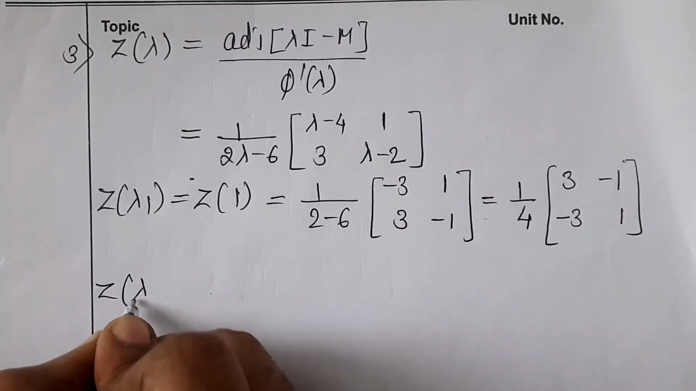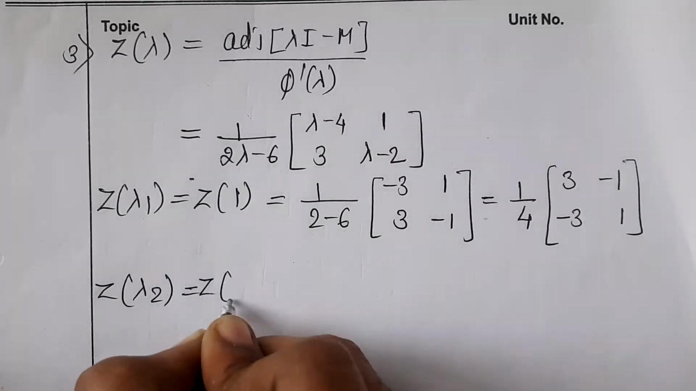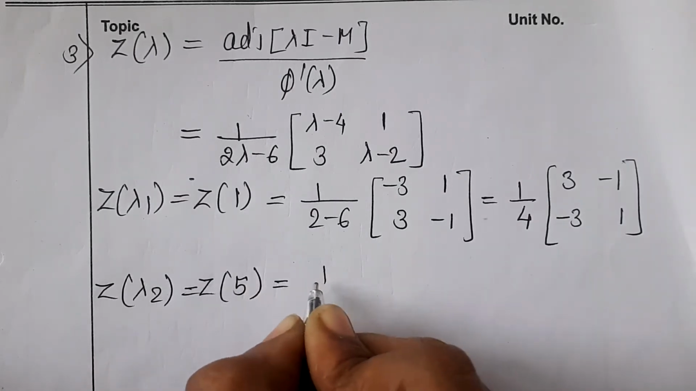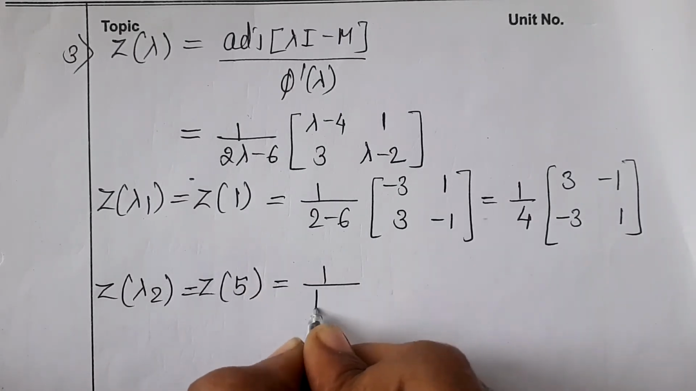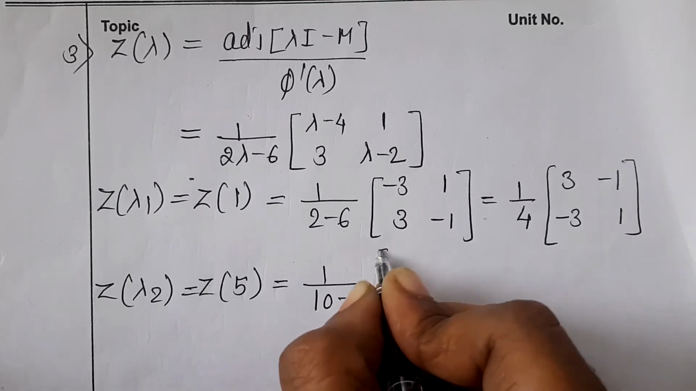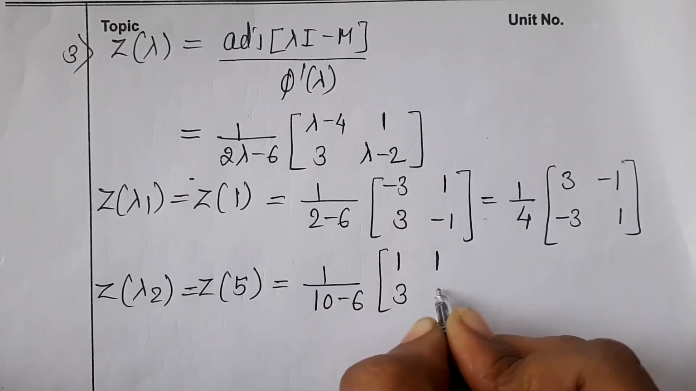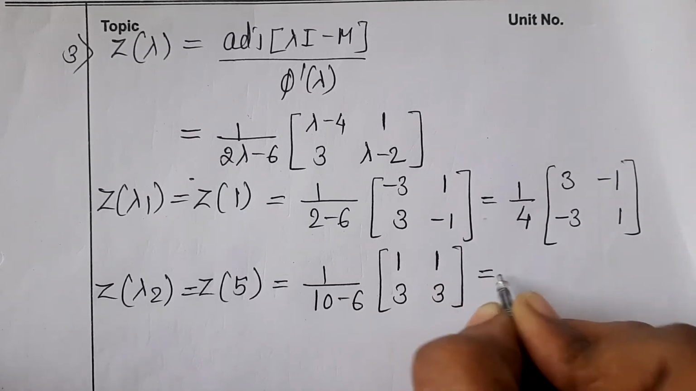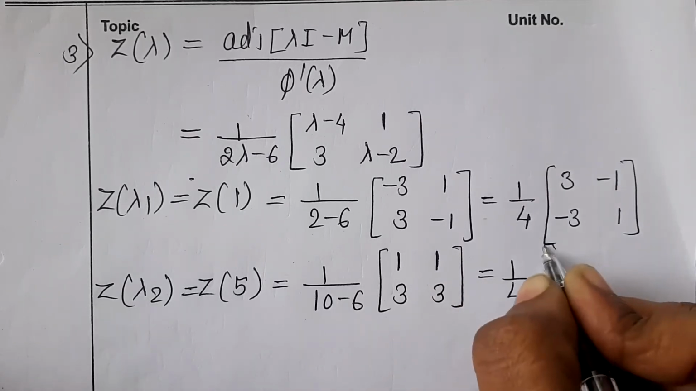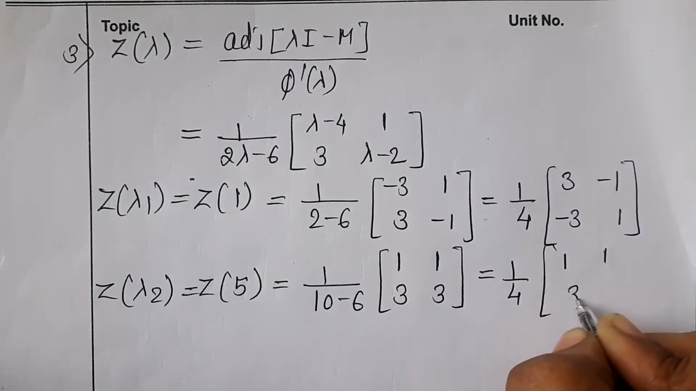Next find Z of lambda 2, which is equal to Z of 5. So this is 1 upon 5 into 2, 10 minus 6, then 5 minus 4 is 1, 1, 3, and 5 minus 2 is 3. So this is equal to 1 by 4 times the matrix 1, 1, 3, 3.